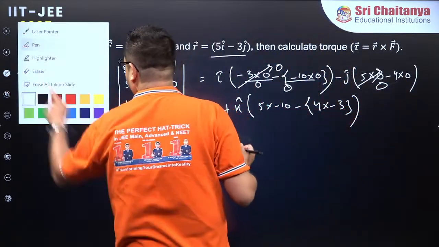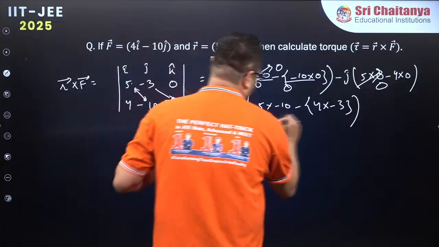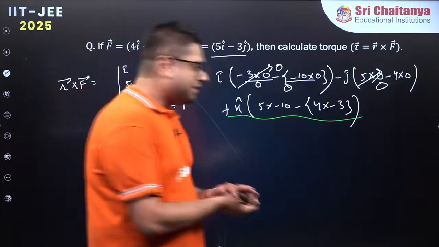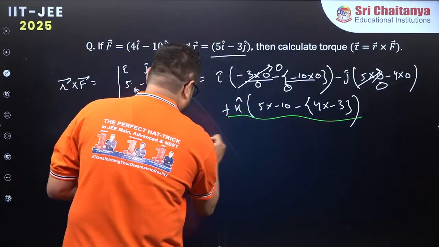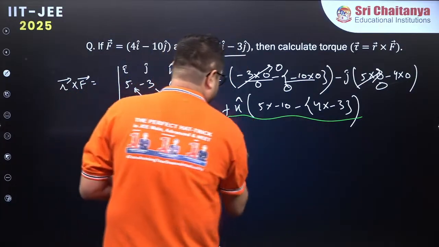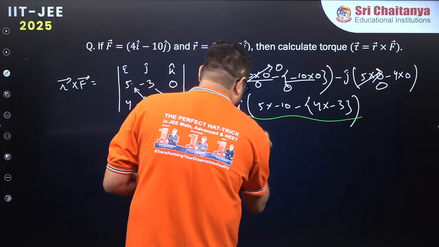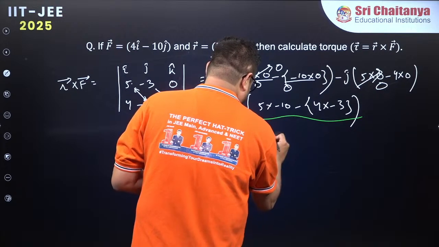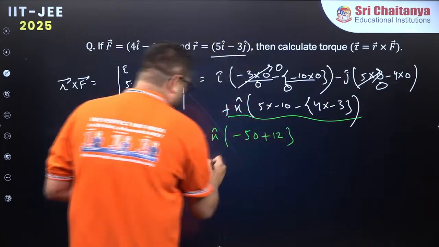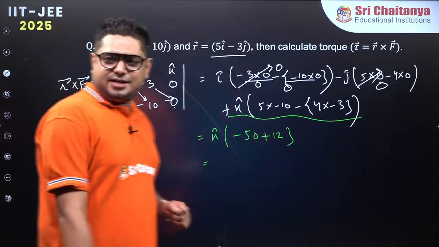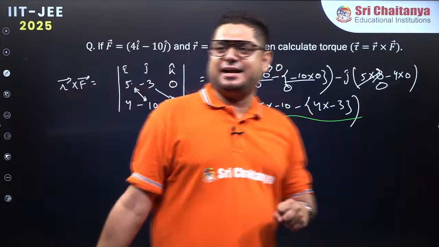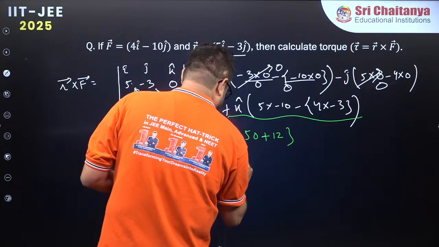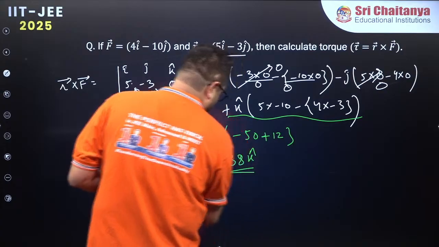Now we need to solve only this part. This part needs to be solved. Then what are we going to do, everyone? So this is going to be k cap, isn't it? 5 into minus 10 is minus 50, isn't it? 4 into minus 3 is minus 12. So it is going to become minus 12 like this. Minus 50 plus 12. कितना आता है? That is minus 38 k cap, the answer to this question.